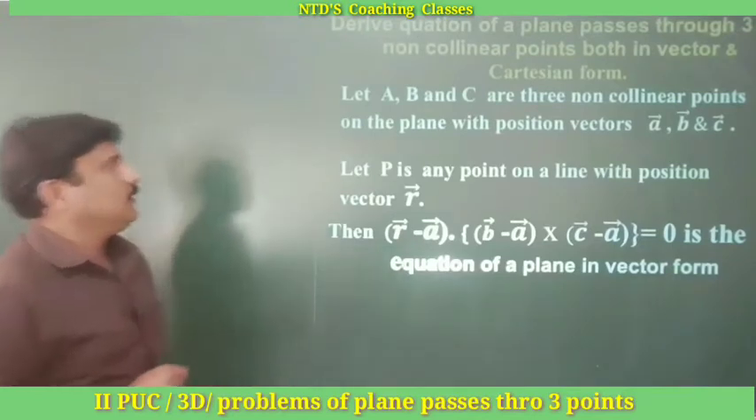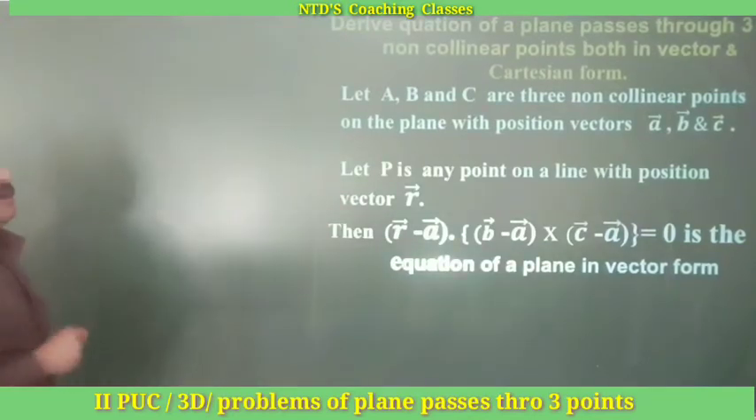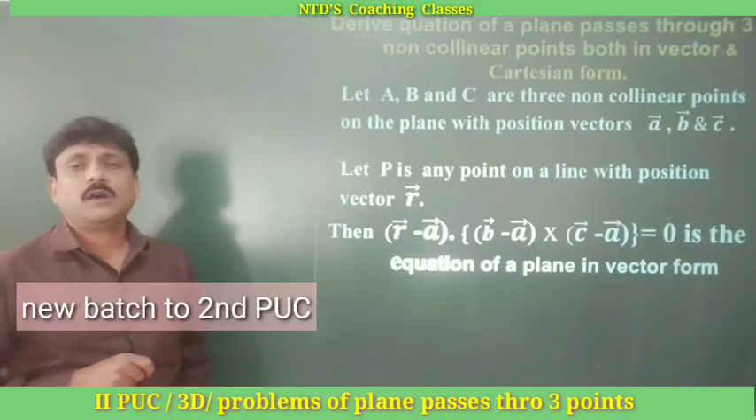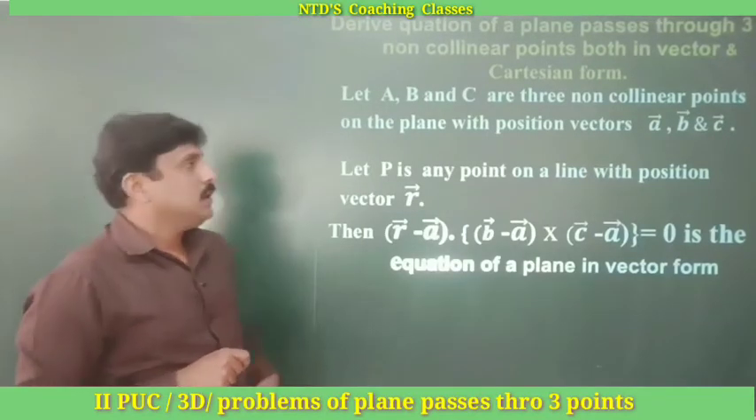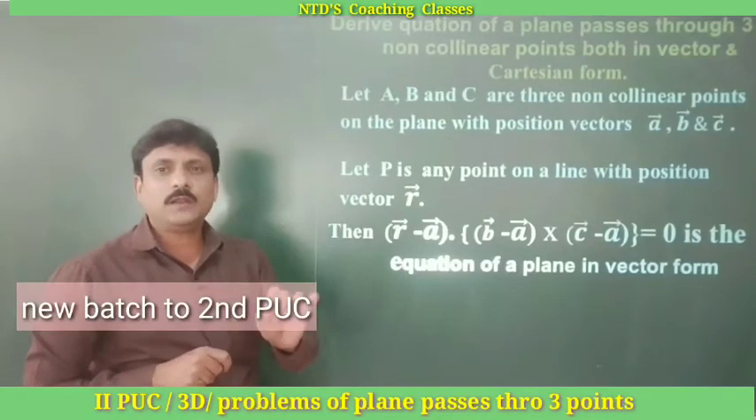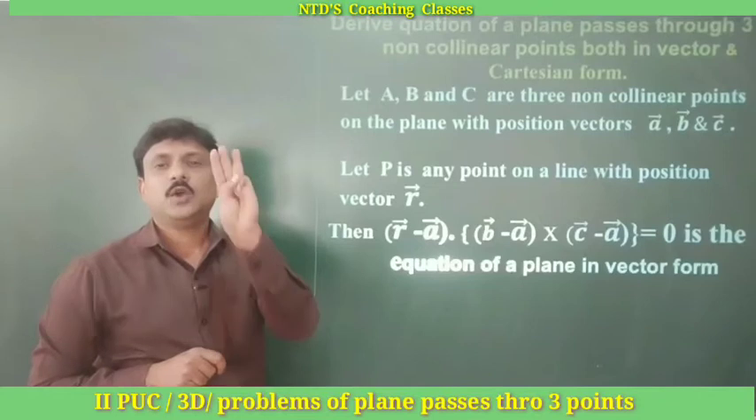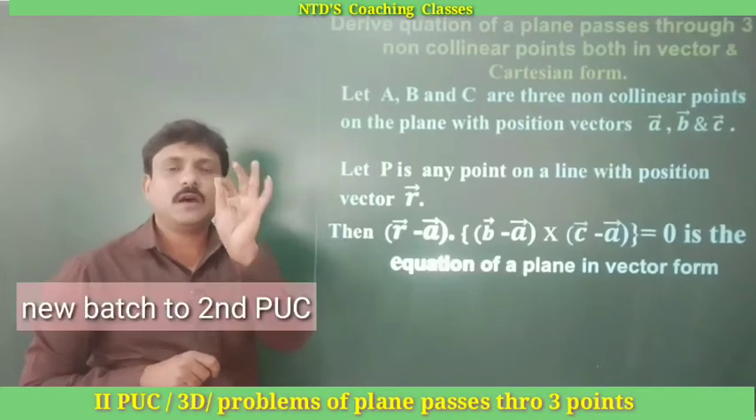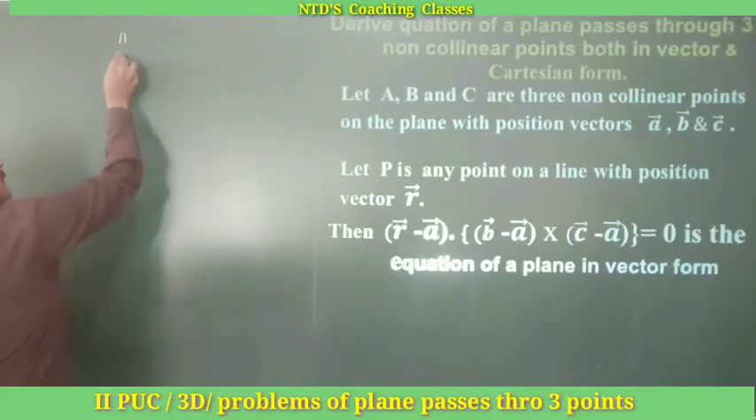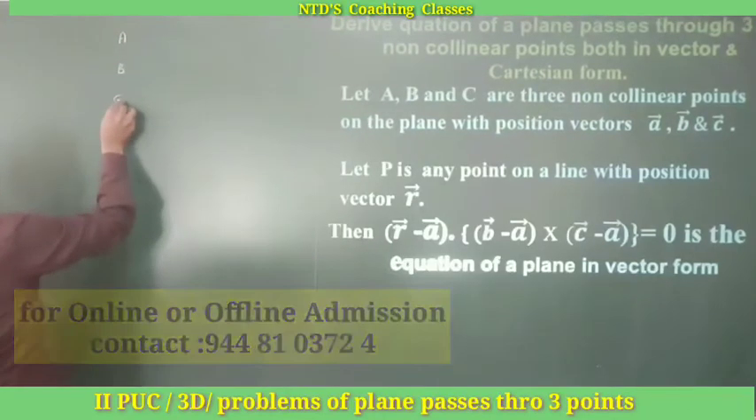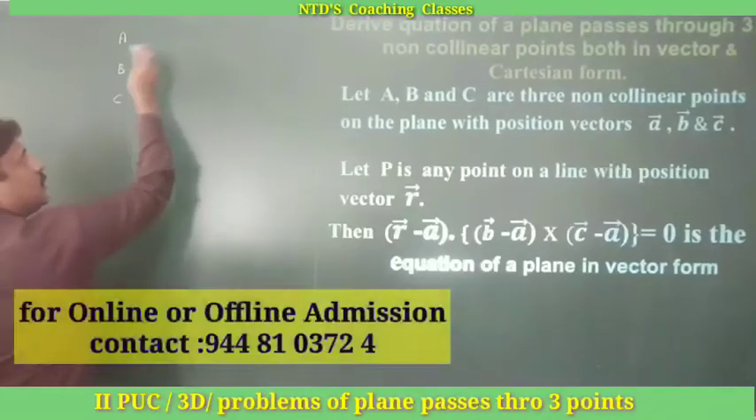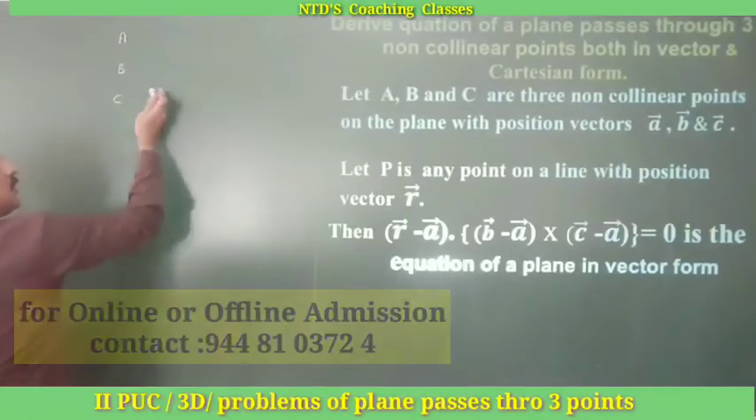Derive the equation of plane passes through 3 non-collinear points both in vector and Cartesian form. This is the equation of plane we have to calculate when they are given 3 points. Those 3 points are non-collinear points. The first point call it as A, second point call it as B, third point call it as C. The first point is x1 y1 z1, x2 y2 z2, x3 y3 z3.